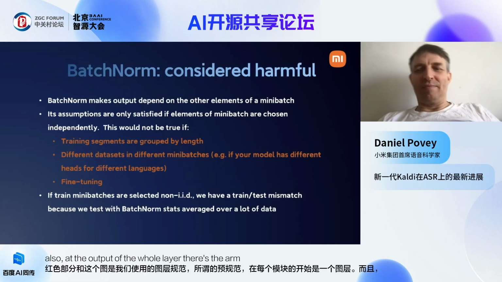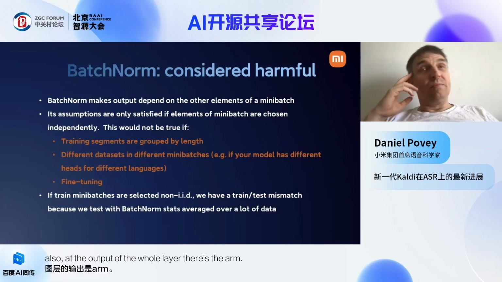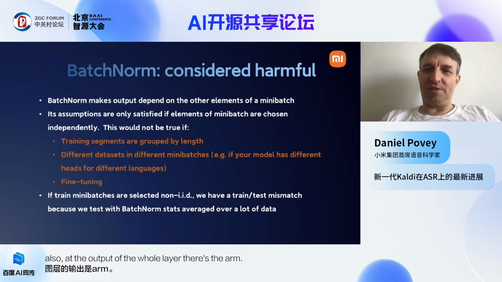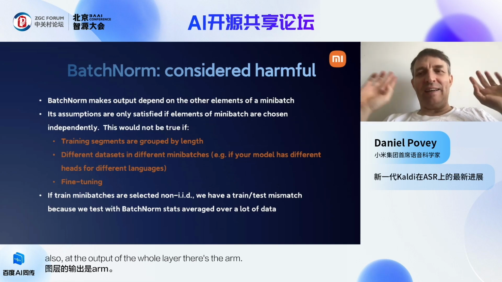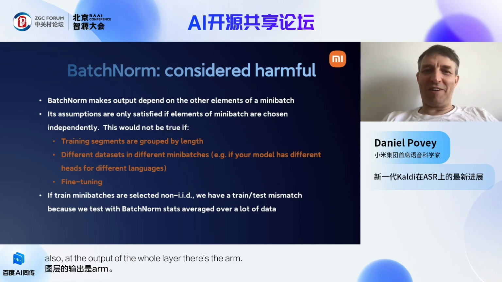Okay, so we were using BatchNorm inside the convolution module, and also we were originally using BatchNorm at the input to the whole thing to normalize the speech features. Now, I'm saying that BatchNorm should be considered harmful. And here's the reason. BatchNorm itself works great. There's no problem with it. But the problem is, if you do anything unusual, BatchNorm is going to create a lot of problems.